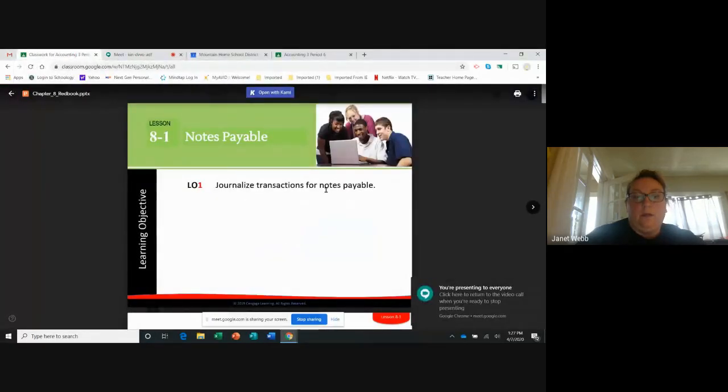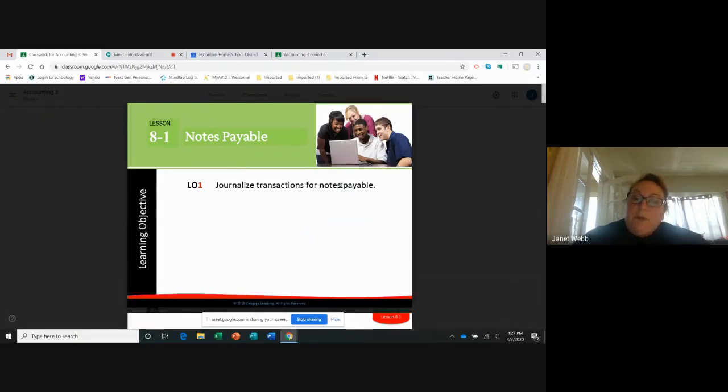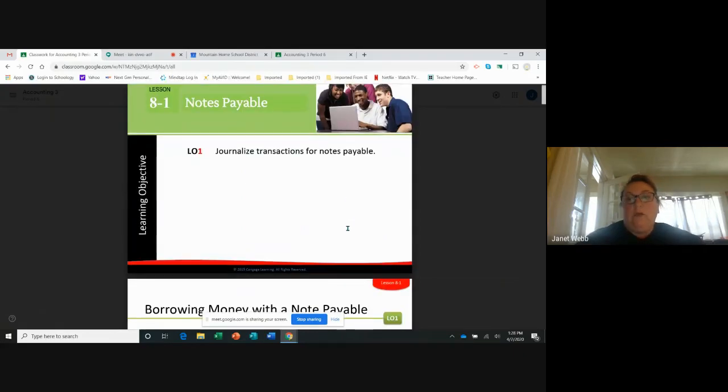The PowerPoint. So remember, notes payables are notes that we're going to have to pay back. So we're going to use notes payables to make sure that we have enough money for payroll. We can use them to buy items that we need for equipment or things like that. So we're going to use those to borrow money.